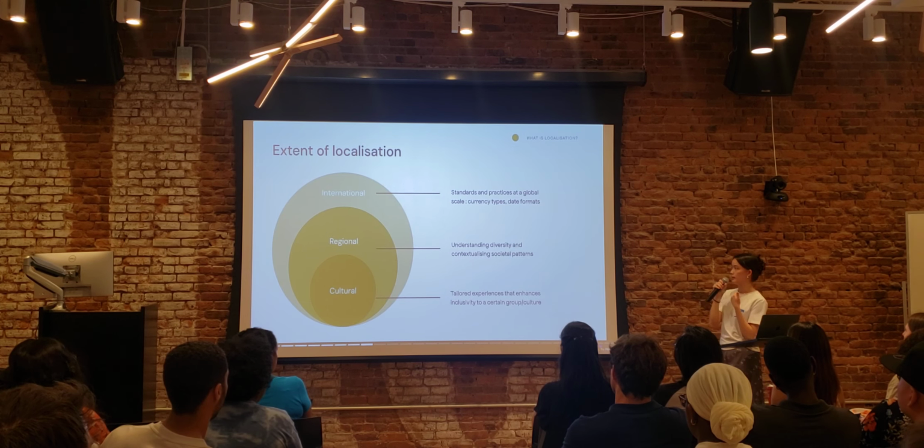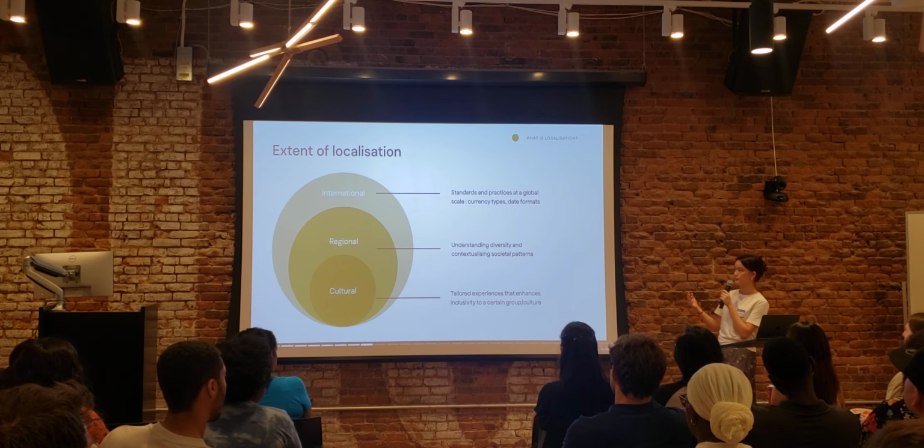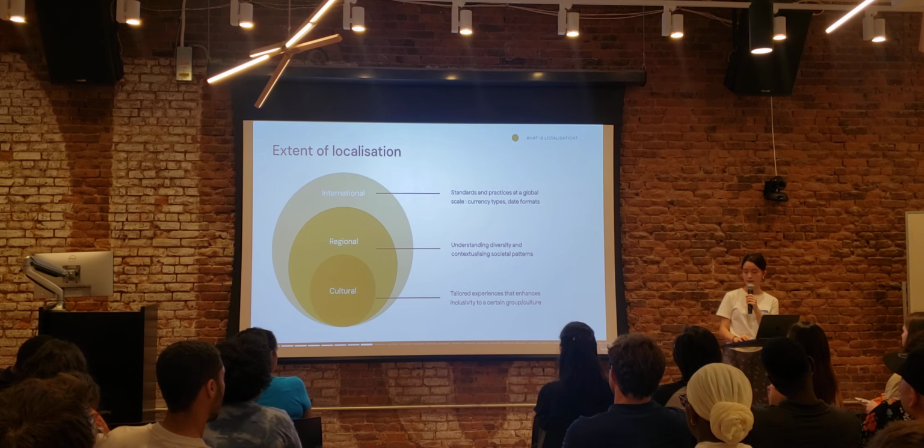So things like making sure currency types are appropriate, date formats, and even reading directions. We are used to reading from left to right, but for example, in Arabic countries, they read their scriptures from right to left. So these are things we take note of when we design for an international audience.